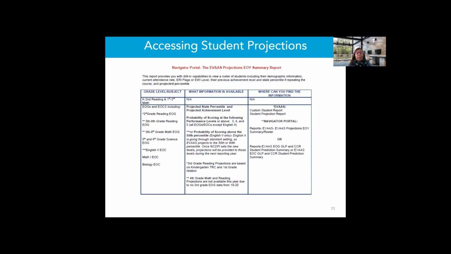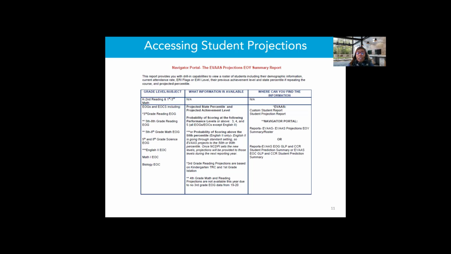There is a document in your folder, and it just outlines this information, who gets projections this year. It changes from year to year, depending on the weather, I always say. But K-2 right now, there are no projections, and first and third grade math, right? And then we actually need to add in there fourth grade, because we don't really have any data to project for fourth grade. Third grade didn't take any assessments last year, so there's nothing to really base their performance off of.